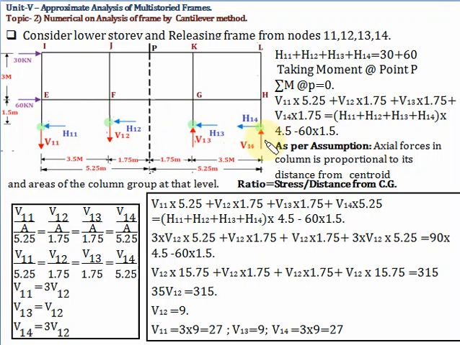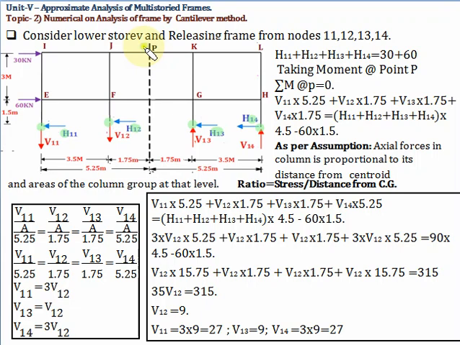Now apply summation of horizontal force is equal to 0. So H11 plus H12 plus H13 plus H14 will be equal to what? 30 plus 60, that is equal to 90.